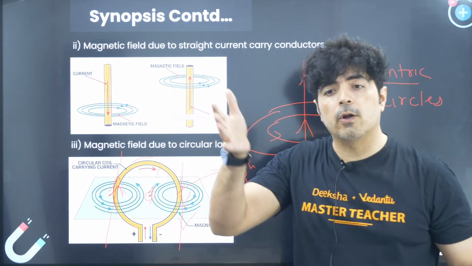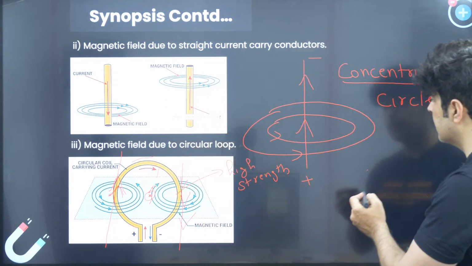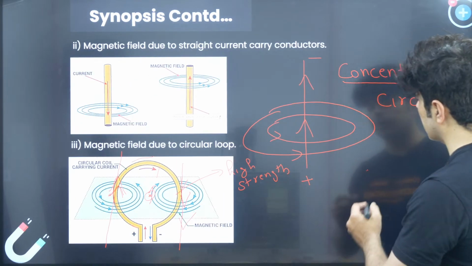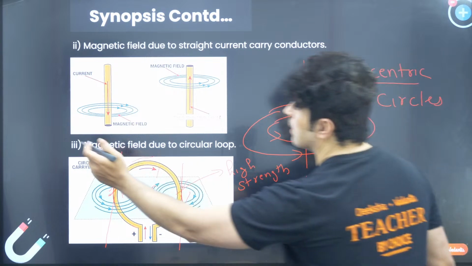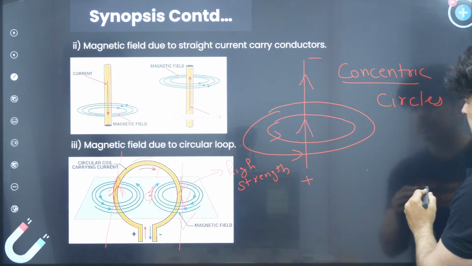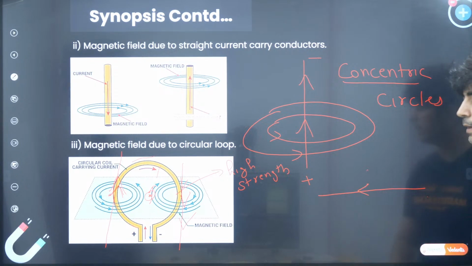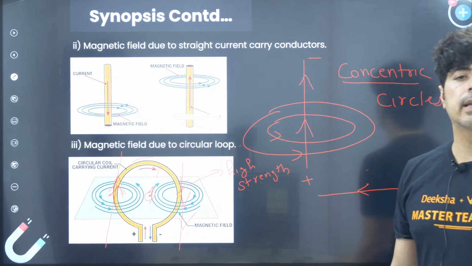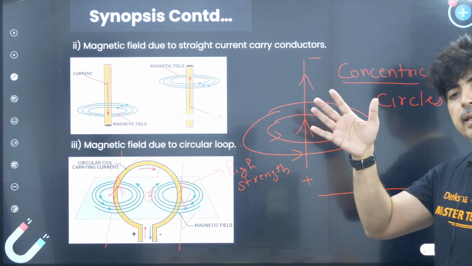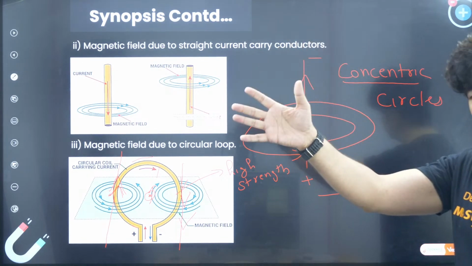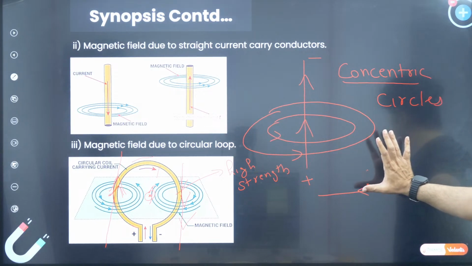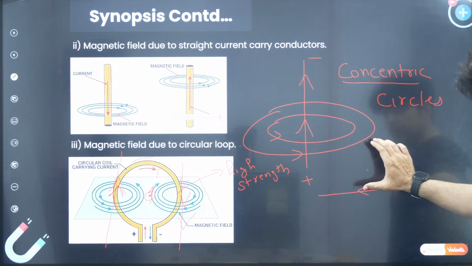Put it on the paper, the direction of current. Let's say CBSE says this is the direction of current. What will be the direction of magnetic field lines? So your job is to take your right hand, put it on the screen, the thumb in the direction of current. Now curl your fingers.